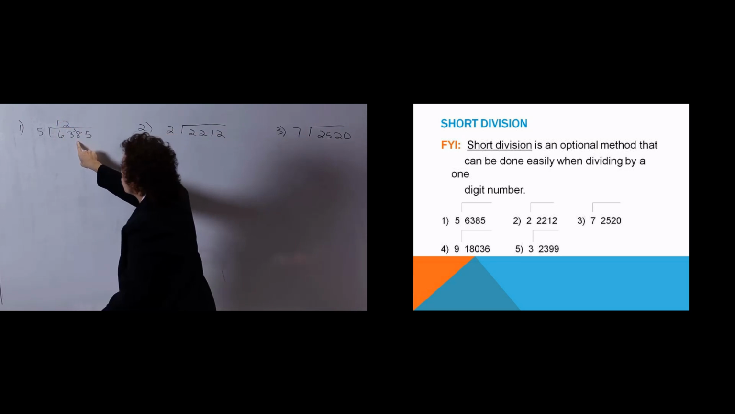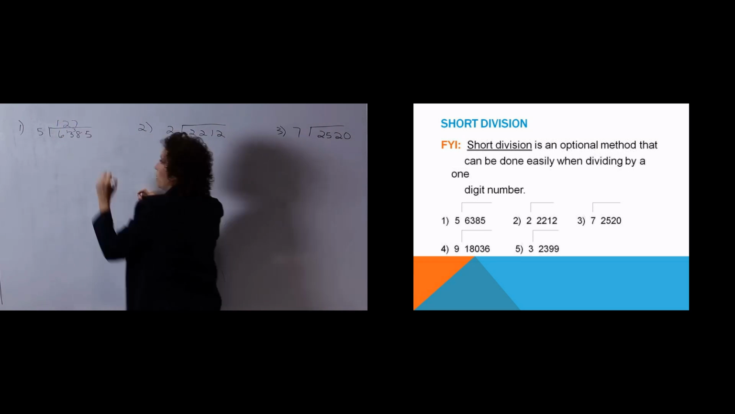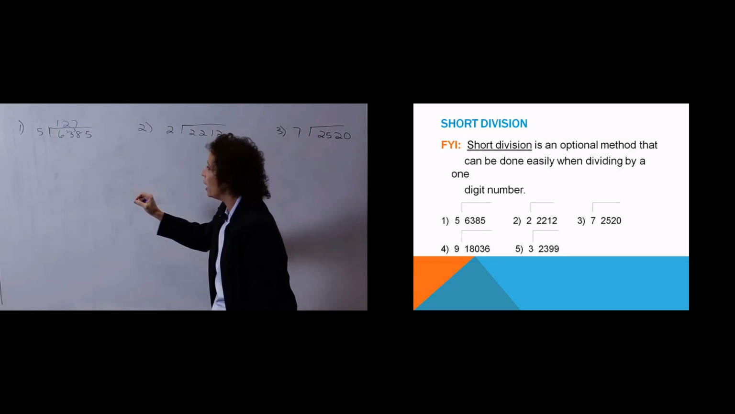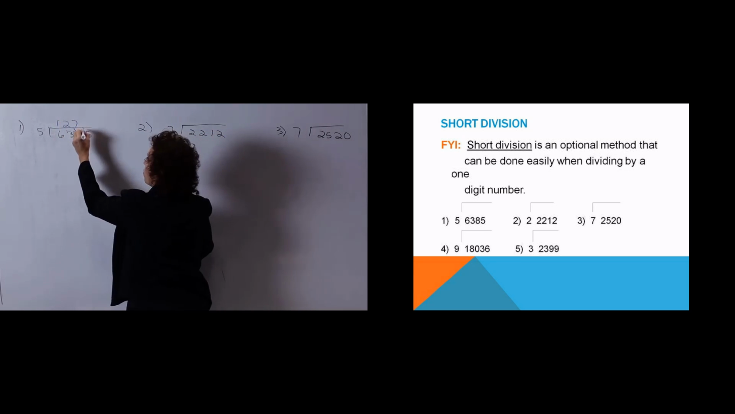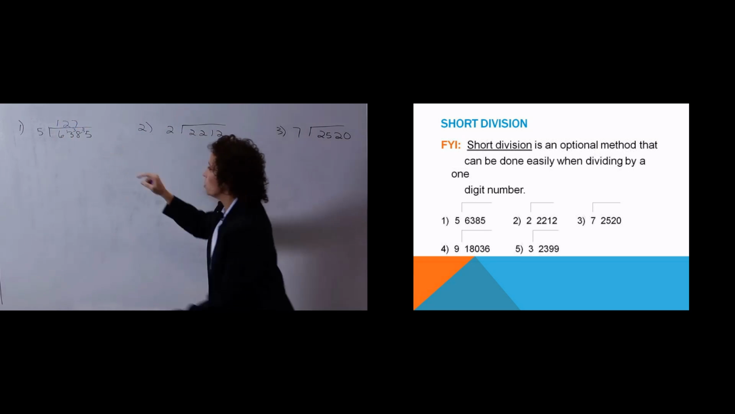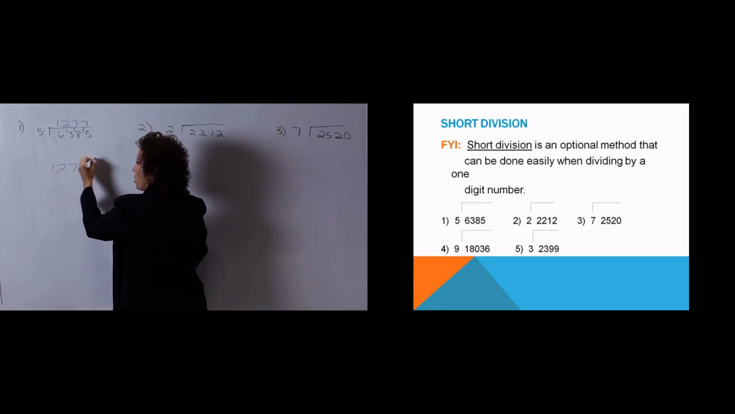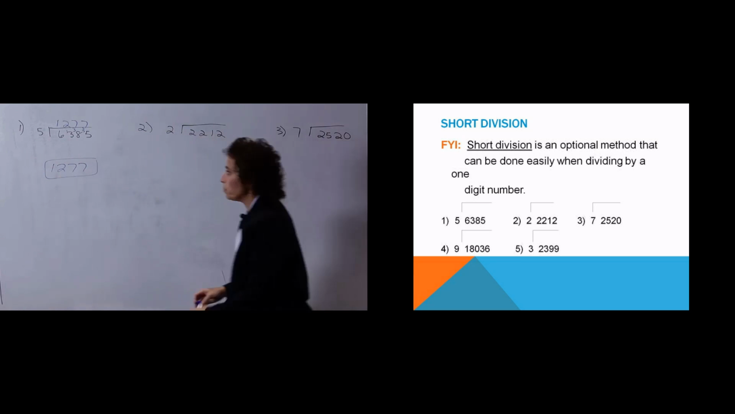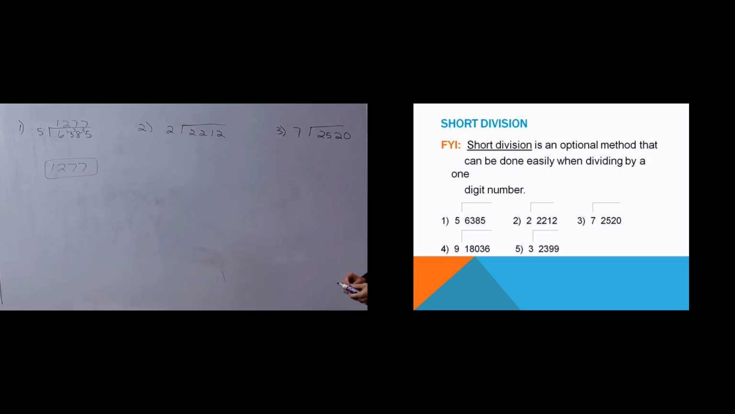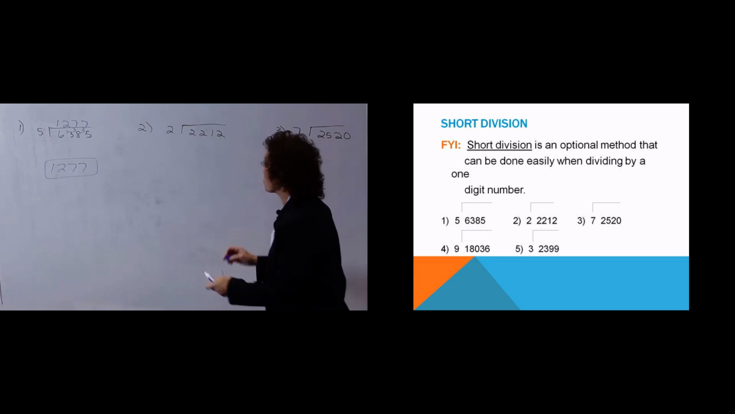And then 5 goes into 38 7 times. 5 times 7 is 35. That leaves a remainder of 3. And then 5 goes into 35 7 times. So we get 1, 2, 7, 7. So that's the answer for that problem. That's short division. Okay? Let's try 2.